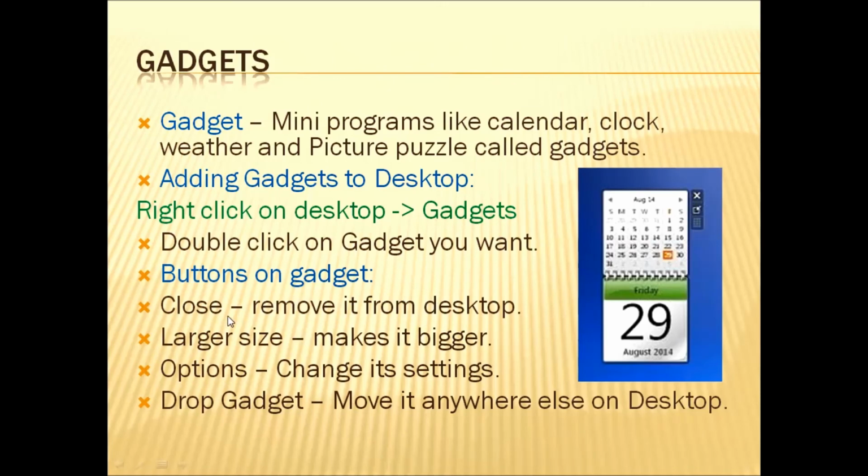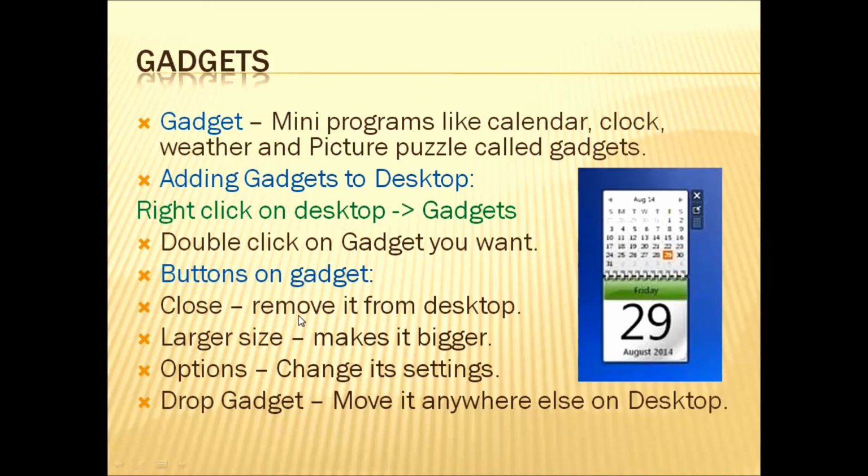Close button, larger size, options, then drop gadget. Close button is used to remove it from the desktop. Larger size is used to make it bigger. Options is used to change its settings. Drop gadget can be used for moving it anywhere else on desktop. See, this is close button, this is larger size button, this is options button. Then for drop gadget we can drag and drop it.